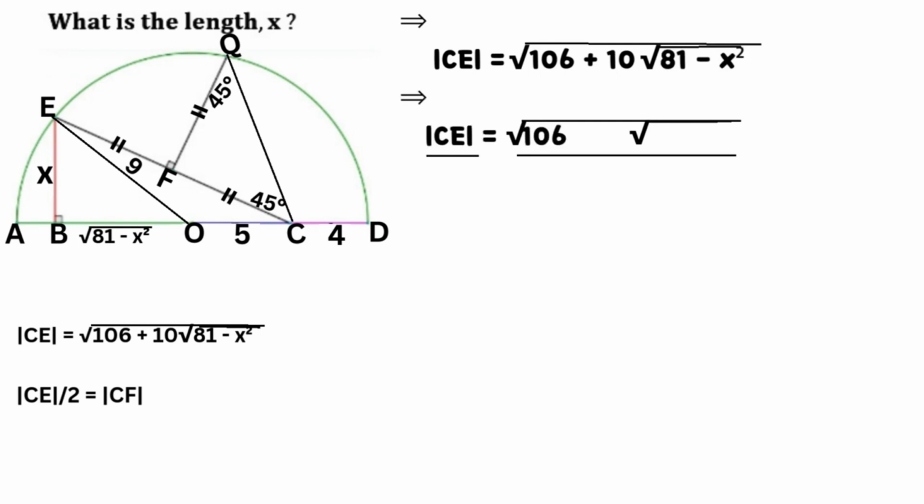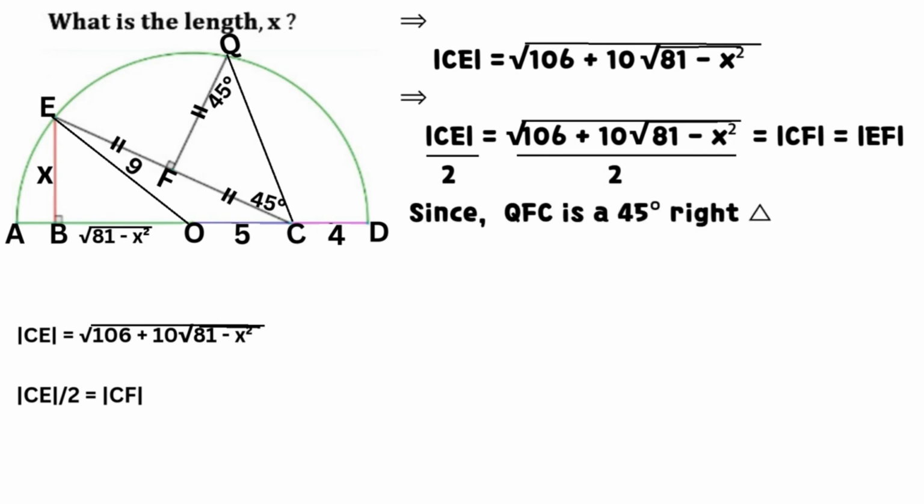Divide line CE by 2. We have that half of line CE equals half of the square root of the sum of 106 and 10 times the square root of 81 minus the square of x, which equals line CF. Also, the result equals line EF. Since QFC is a 45 degrees right triangle, angle QCF equals angle CQF, which equals 45 degrees.